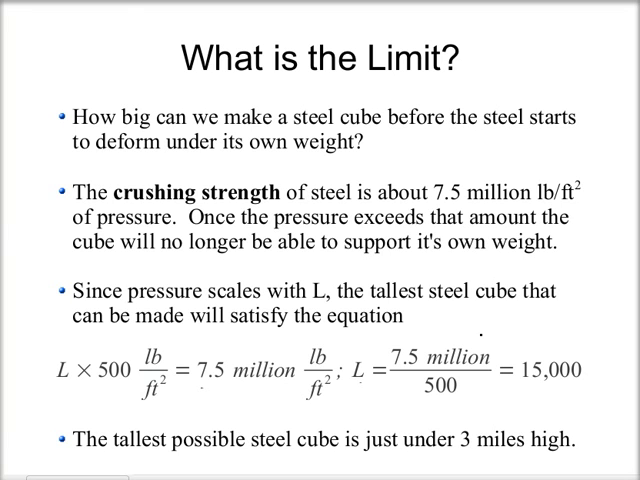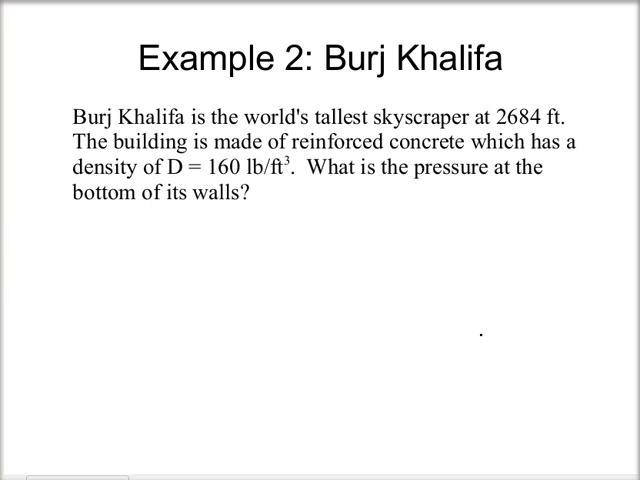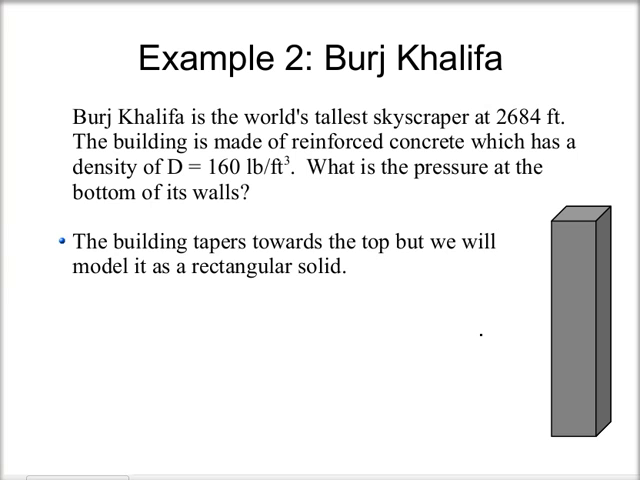And we'll finish up by looking at a couple of more examples. The world's tallest skyscraper is Burj Khalifa at 2,684 feet. The building is made of reinforced concrete, which has a density of 160 pounds per cubic foot. And we want to find the pressure at the bottom of its walls. First of all, we're going to make some assumptions. The actual building tapers towards the top, but we're going to model it as just a rectangular solid, so just a tall rectangle like this.